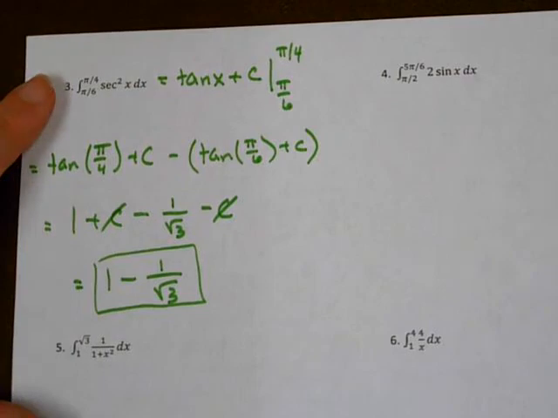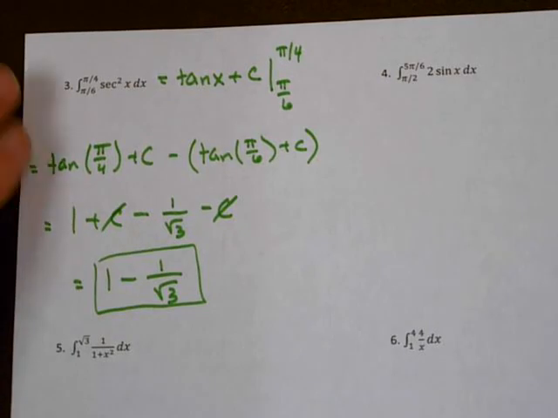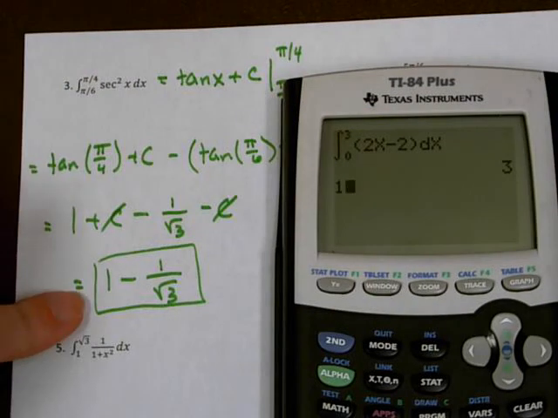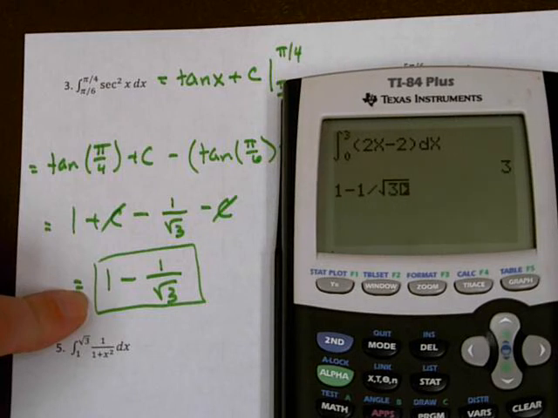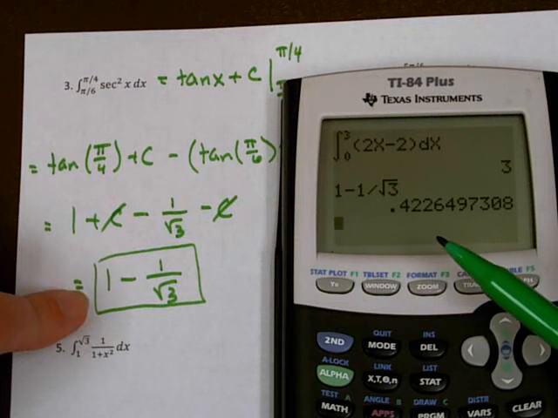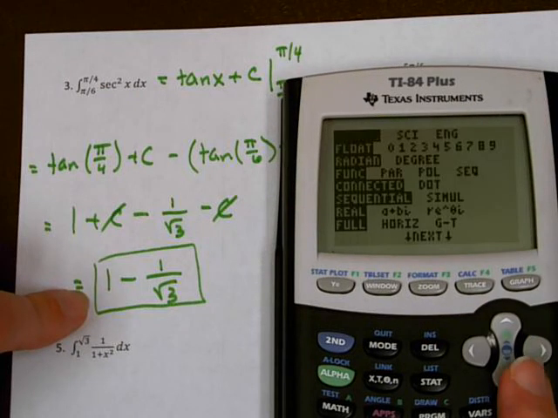Now this might be a nice one to actually check on our calculators. So I'm going to go ahead and grab my calculator, and the first thing I'm going to do is actually figure out what this is as a decimal. So 1 minus 1 over the square root of 3. So when I evaluate this integral, it should be roughly 0.4226, okay? Let's check and make sure that this is in radian mode.